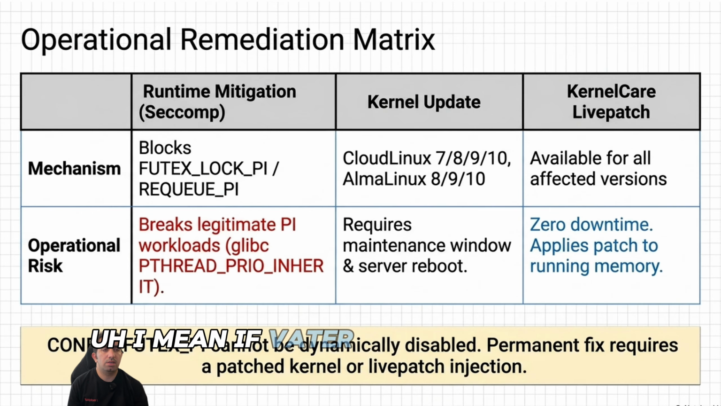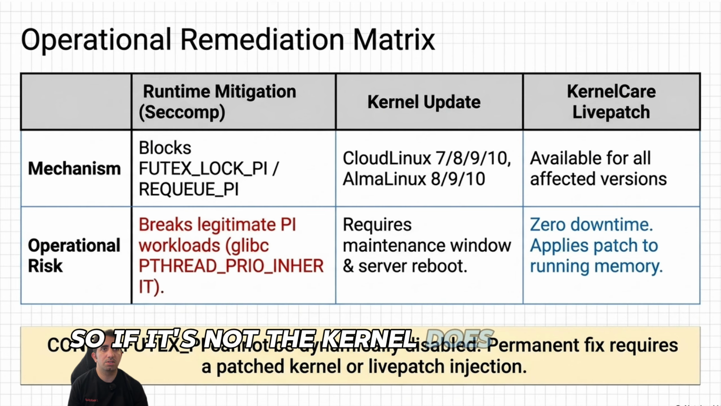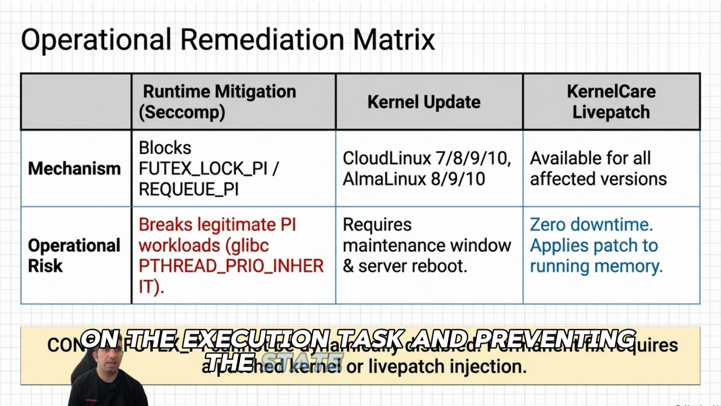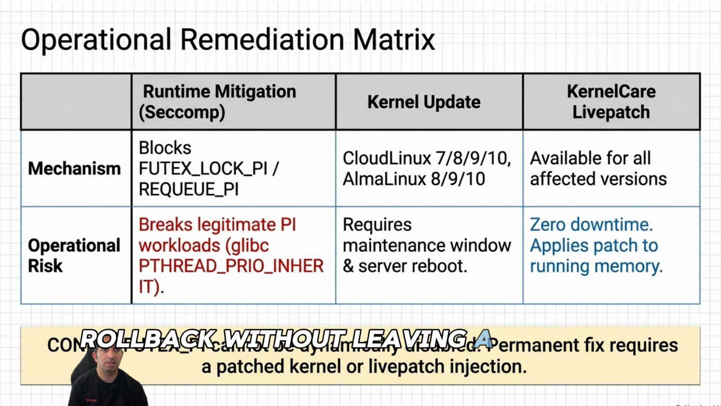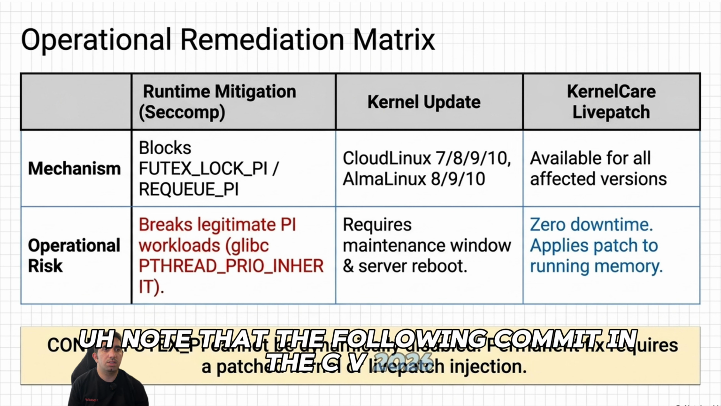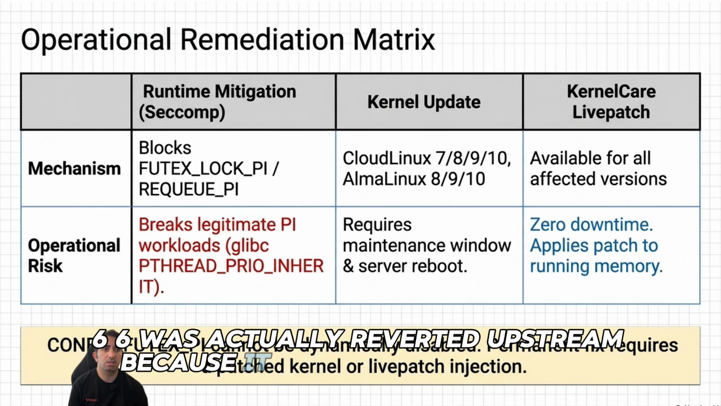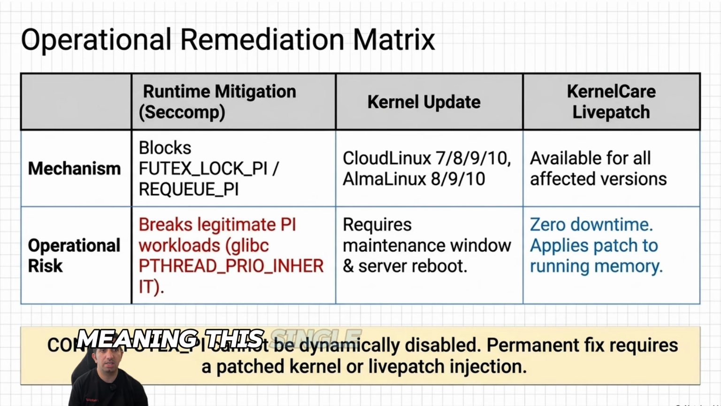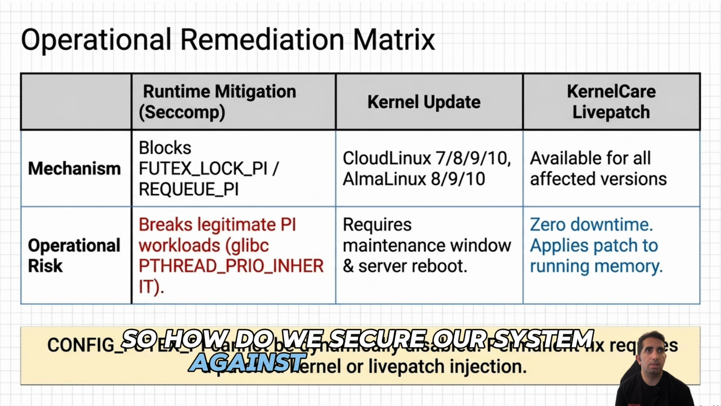I mean, if vector is bigger or equal than task current. So if it's not, the kernel does not clear the PI block on the execution task, preventing the state corruption and safely handling the deadlock rollback without leaving a dangling pointer. Note that the following commit in the CVE 2026-53166 was actually reverted upstream because it caused a regression, meaning this single check is a primary line of defense.